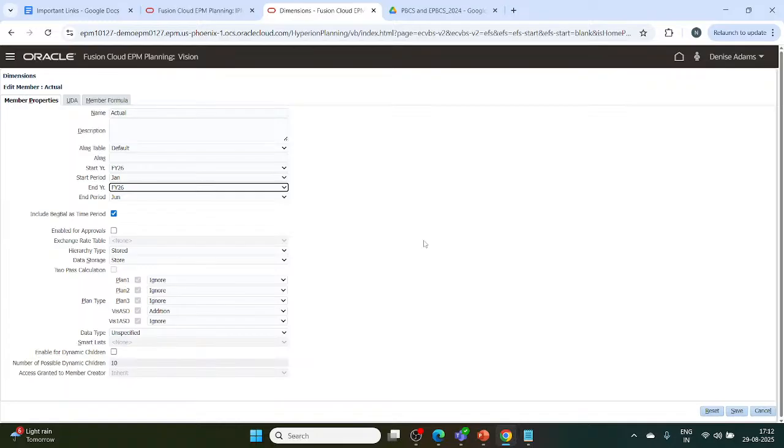So this is the actual meaning of enable for approval. If we enable it, then it will go for the approval process. If it is not enabled, then the planner can still enter data, and it will not be part of the approval process or workflow process. So that's the actual meaning of it.